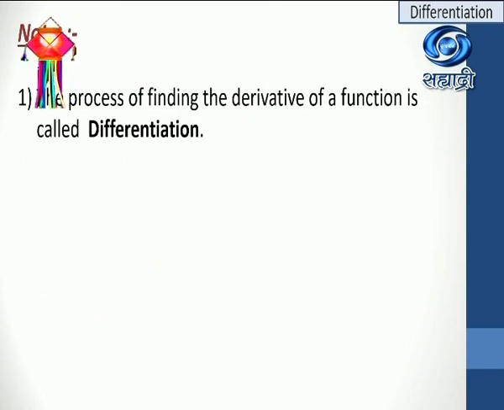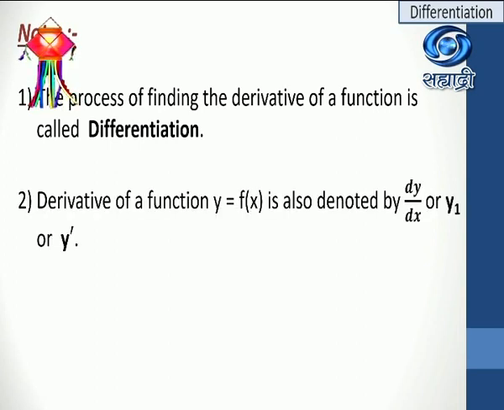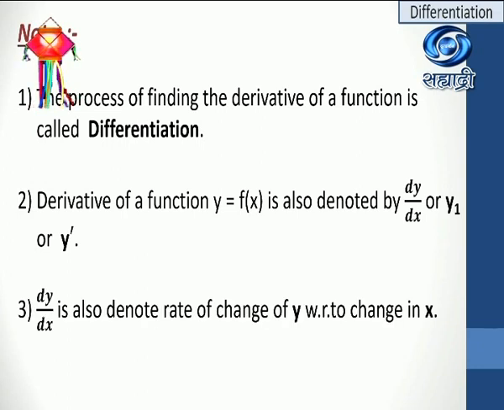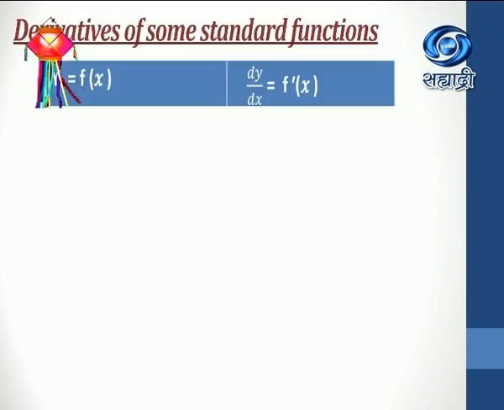First, note that the process of finding the derivative of a function is called differentiation. Derivative of a function y equals f of x is also denoted by dy by dx or y1 or y dash. Dy by dx also denotes the rate of change of y with respect to change in x. Similarly, dx by dy denotes the rate of change of x with respect to change in y.